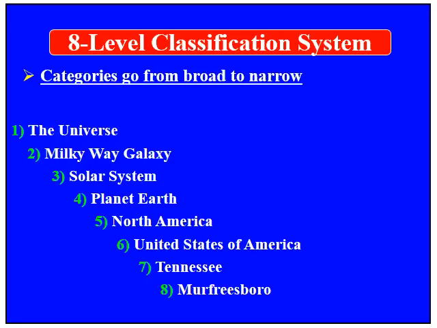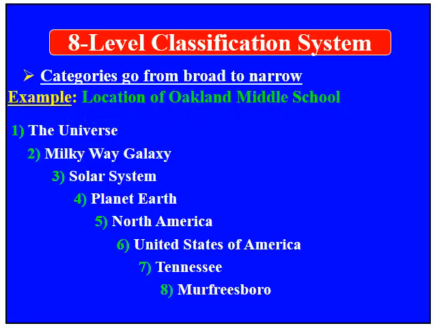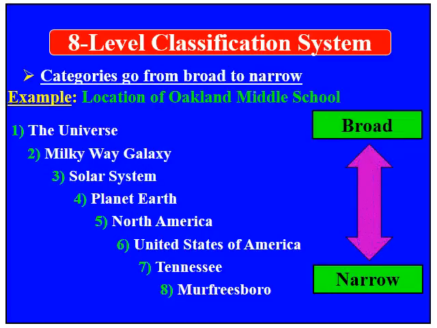So to give you another idea of how this classification system works, we're going to use the example of Oakland Middle School. We start very broad in saying that we are in the universe. From there we bring it down to the Milky Way galaxy, then our solar system, then planet Earth, to North America, United States of America, Tennessee, and finally Murfreesboro. Murfreesboro then is our smallest area or section, and that would be like the species category underneath our classification system.